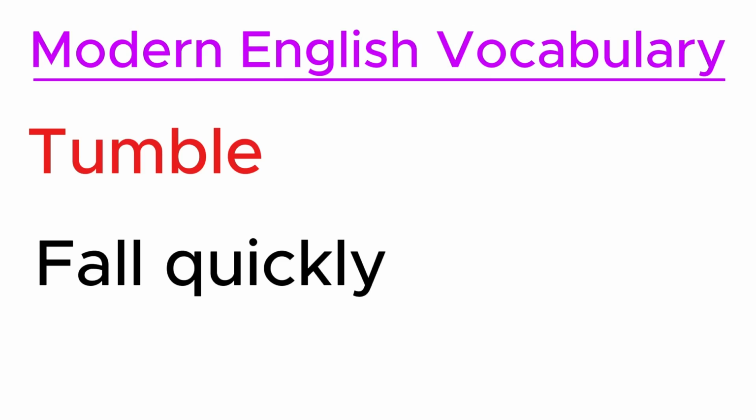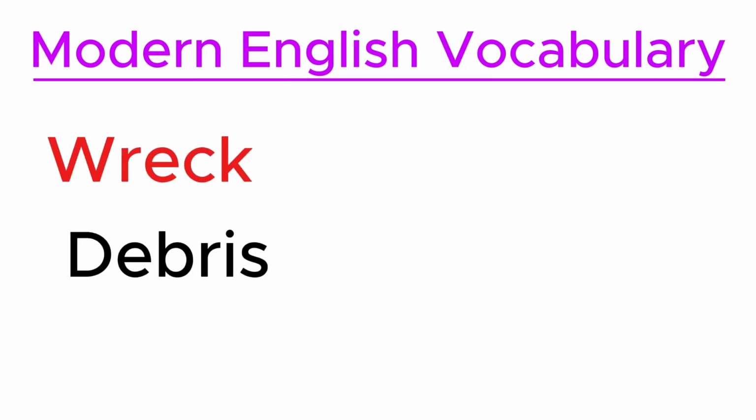Right next is tumble. It means to fall quickly, means fall over and over. He always tumbles, or she always tumbles, means she always makes a point to fall.